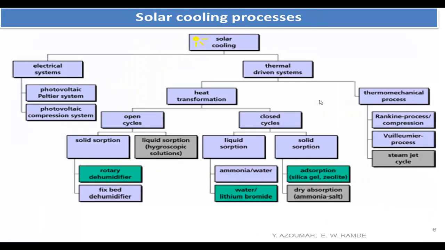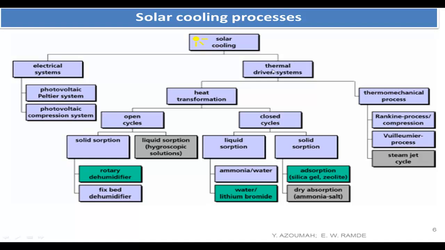What are the options? For solar cooling processes, you have mainly two big options. This diagram here shows the options. You have the thermal driven system on your right, and then the solar panel, electricity systems on your left. And for the electricity system, you have mainly the Peltier system and then the compression system. We explain all of them, okay?